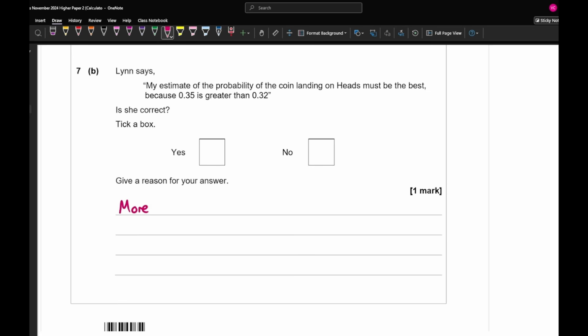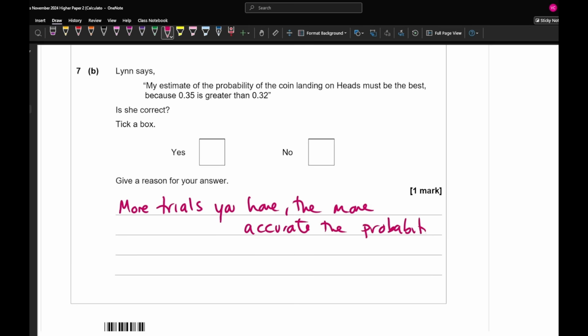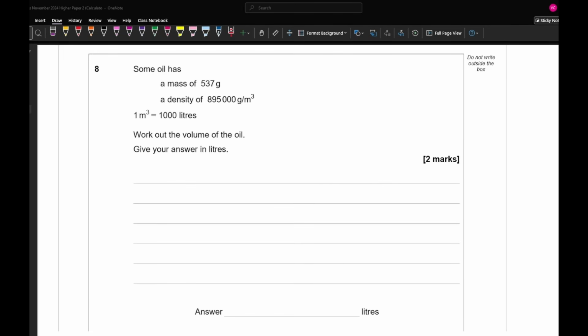So you just need to write the more trials you have, the more accurate the probability. And once you've written that, don't forget to tick the right box. So let's have a look at question 8.